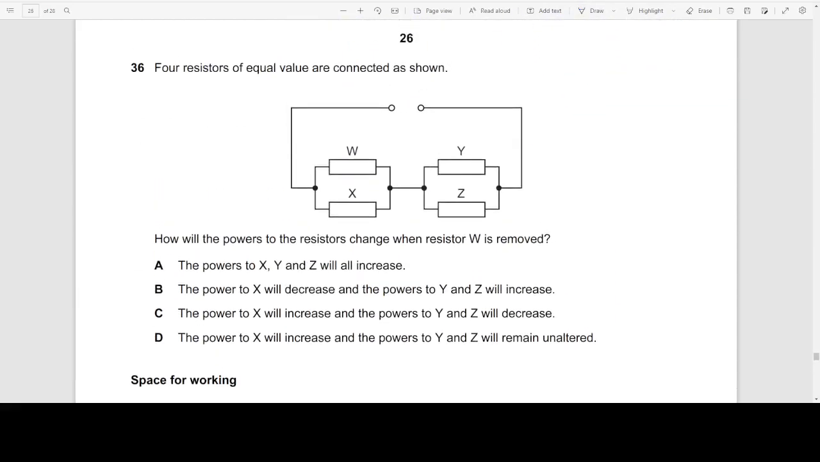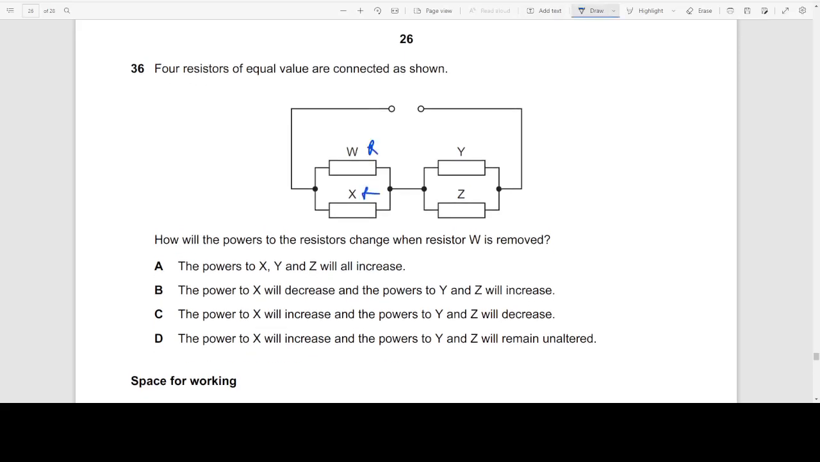So yeah, 4 resistors of equal value are connected as shown. How will the power to the resistors change when resistor W is removed? So if the resistor W is removed, let's assume all these resistors to have a resistance of R.